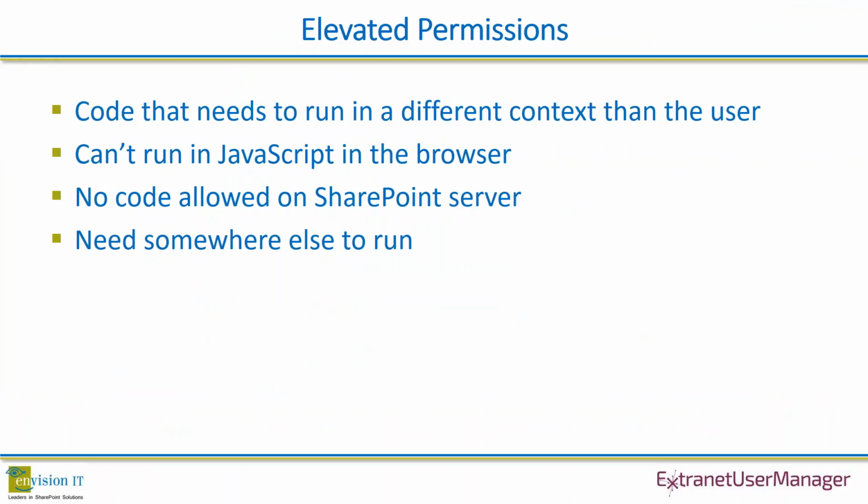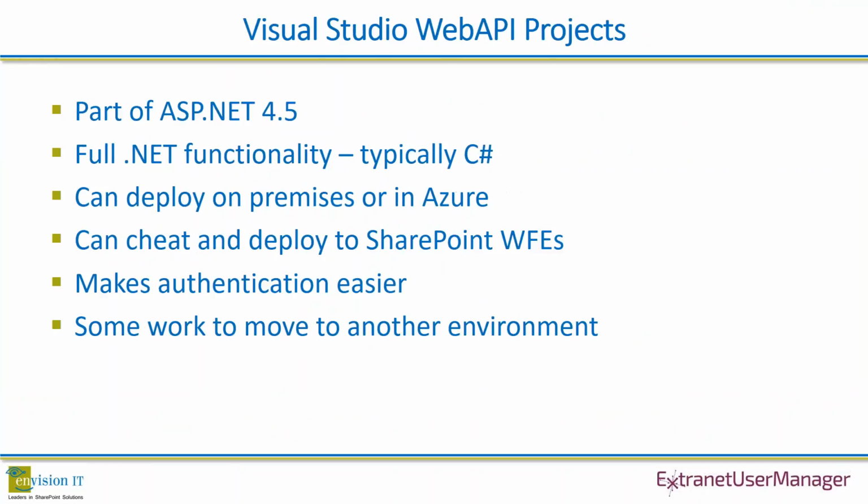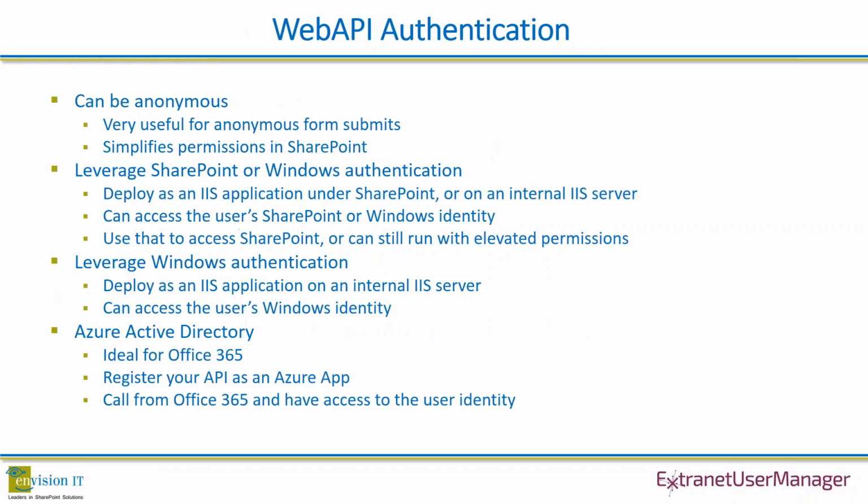This is an important concept, that there's some code that you just don't want to run in JavaScript in the browser. You can't do it on the SharePoint server. You need somewhere else for that. And that's where Visual Studio Web APIs come in. So we fire up a full Visual Studio project. So this isn't Code. This is the regular version of Visual Studio. And we can actually build a back-end API to that.